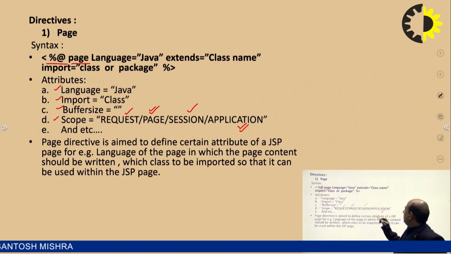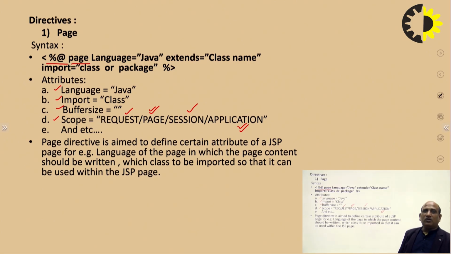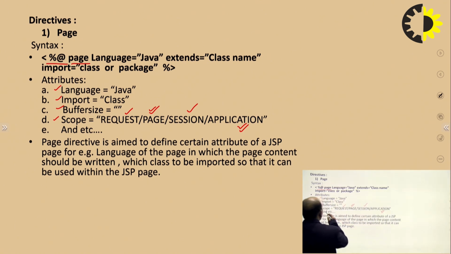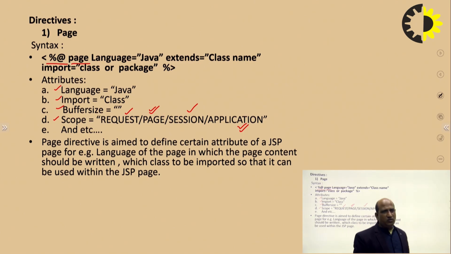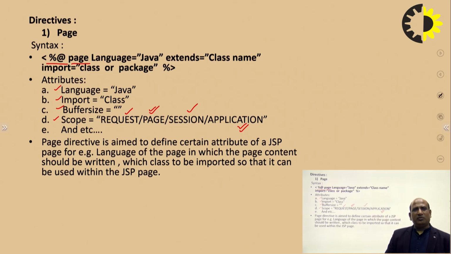This makes your life very simple whenever you are going to track the session activities of the client. In JSP, you just need to write scope equal to session, or scope equal to application, and the JSP engine will automatically track the session management. Things will be done automatically for you.